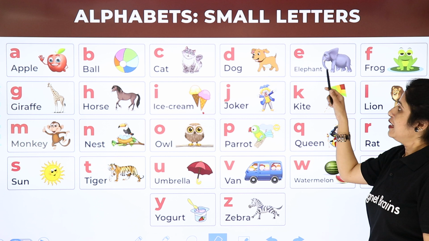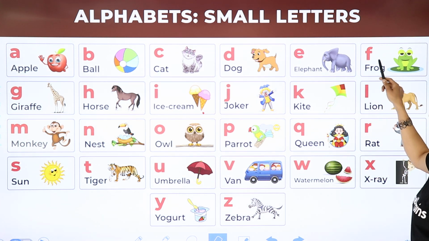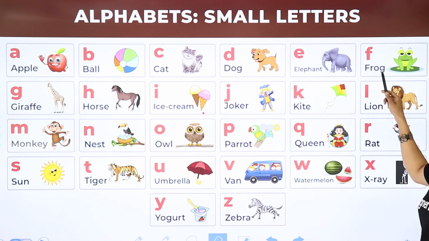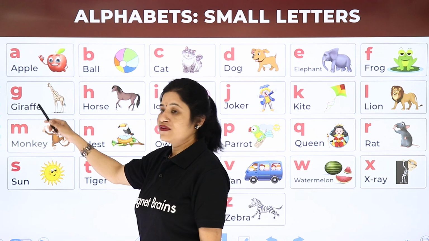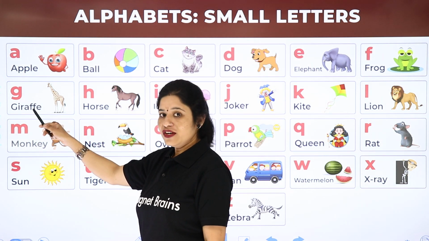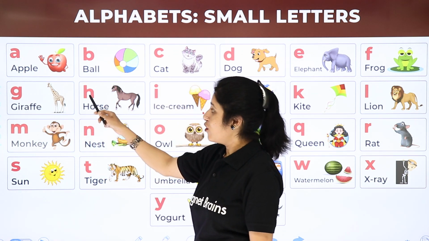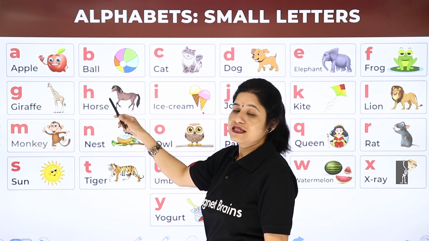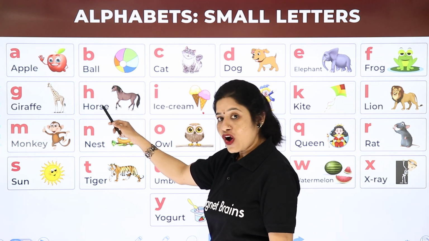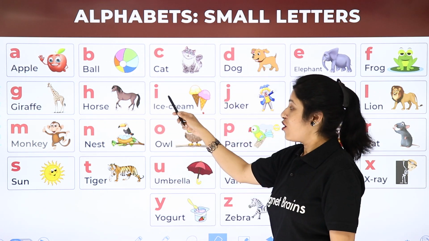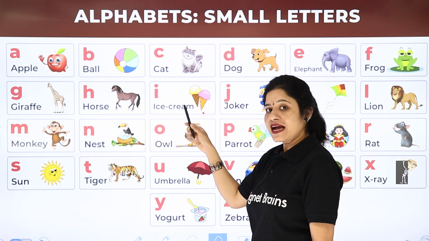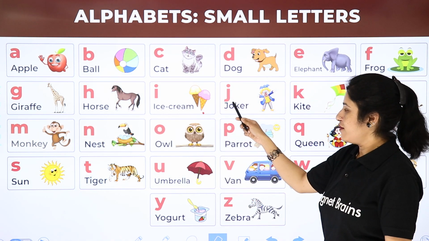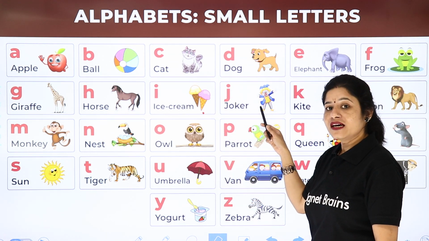E for elephant. F for frog. G for giraffe. H for horse. I for ice cream. J for joker.